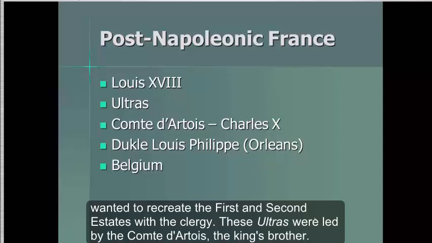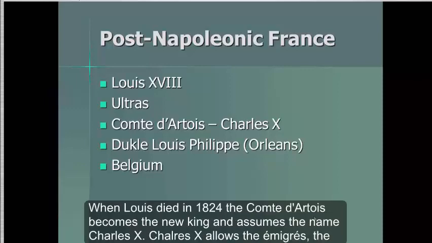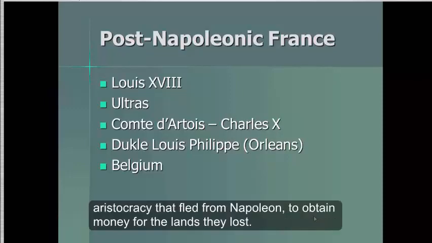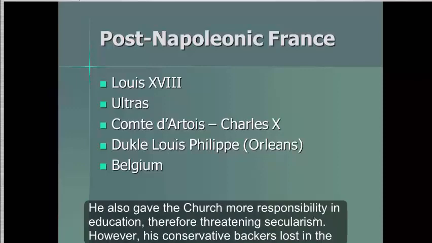These ultras were led by the Comte d'Artois, the king's brother. When Louis died in 1824, the Comte d'Artois becomes the new king and assumes the name Charles X. Charles X allows the émigrés, the aristocracy that fled from Napoleon, to obtain money for their lands they lost. He also gave the church more responsibility in education, therefore threatening secularism.